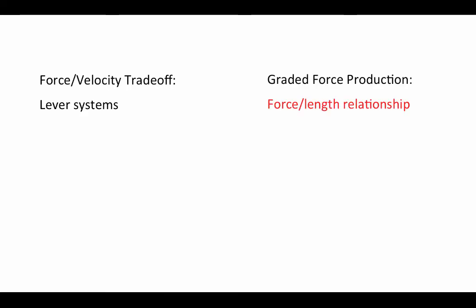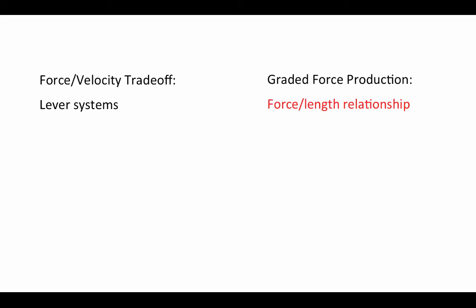This is going to be very much related to this idea of force-velocity trade-off that we've already started to talk about when it comes to lever systems. So we're going to build this chart as we go, with force-velocity trade-offs in one column, and then this idea of graded force production in the other: how do we modulate the amount of force that we're producing with our muscles? The first part of this I want to talk to you about is the force-length relationship.